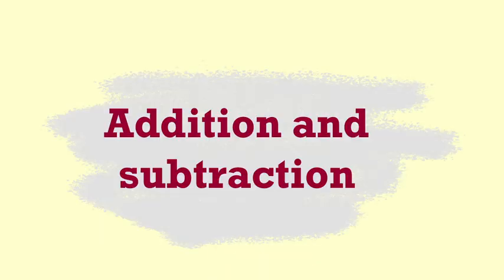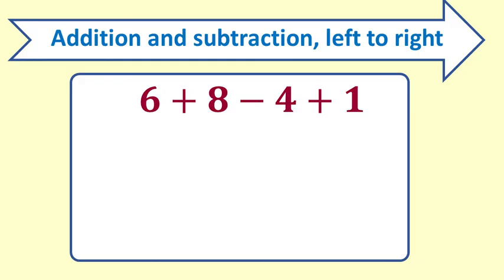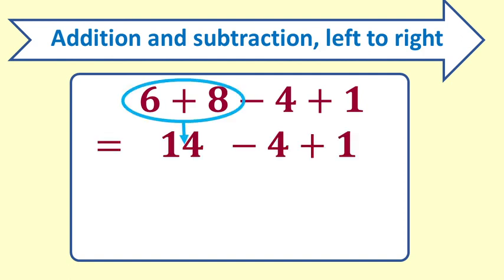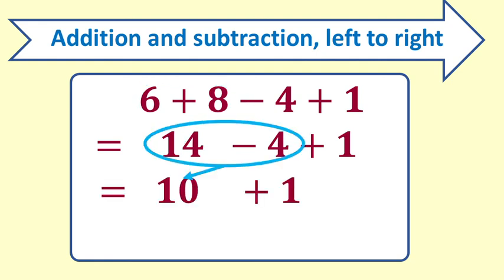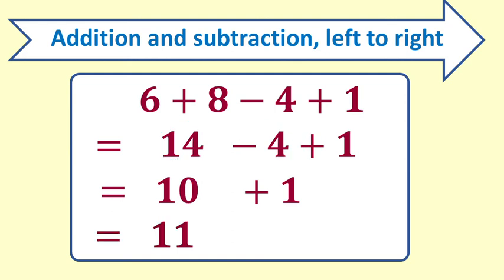Addition and subtraction. Within addition and subtraction, we work from left to right. When our expression involves subtraction, the order is very important. An example, 6 plus 8 minus 4 plus 1. We calculate from left to right. 6 plus 8 is 14, so it's now 14 minus 4 plus 1. 14 minus 4 is 10, so that's 10 plus 1. 10 plus 1 equals 11.